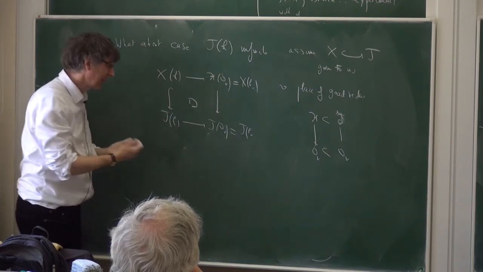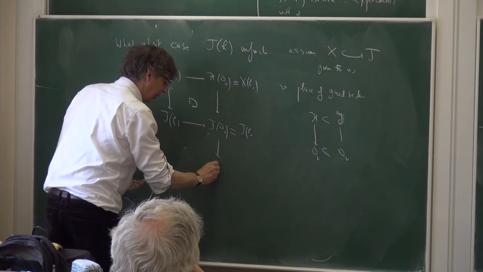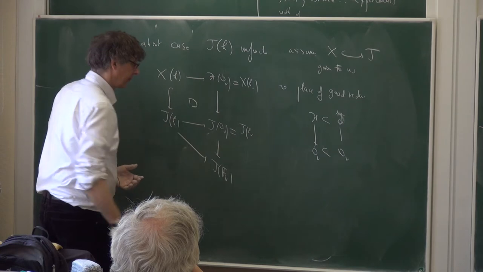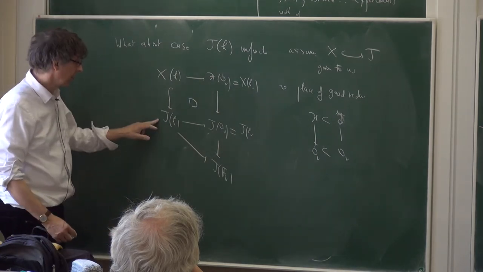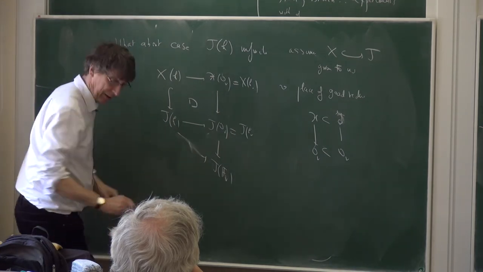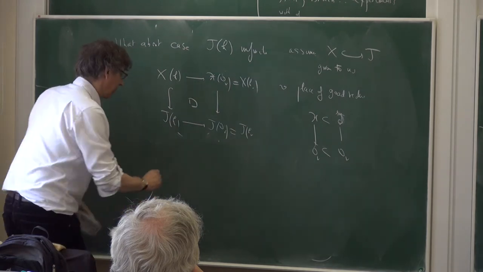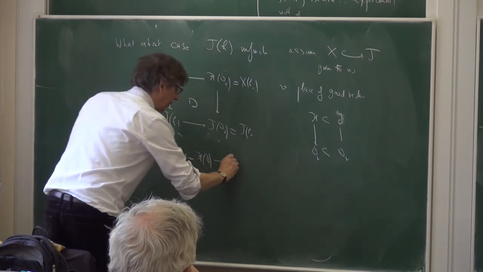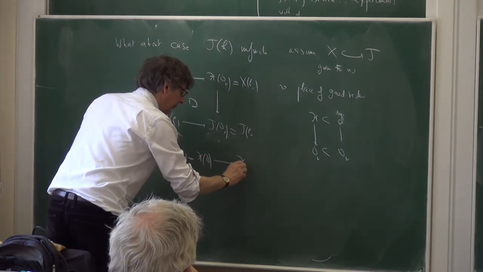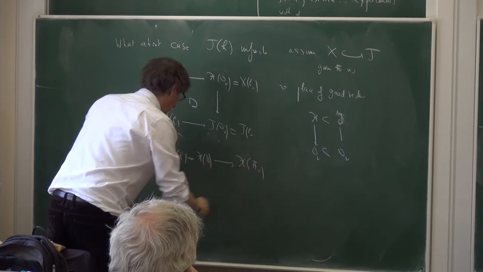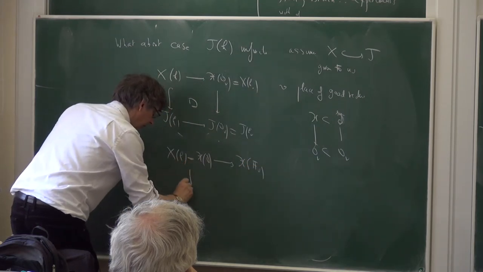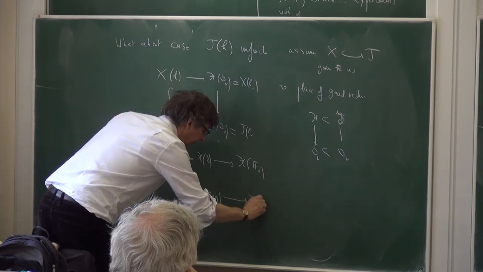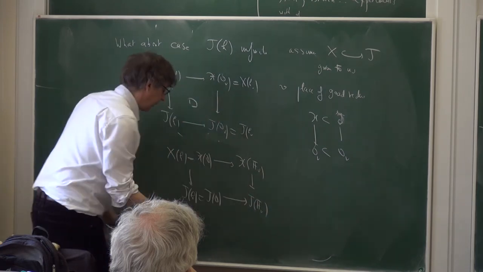In fact, you can do even something weaker. You can look at reduction modulo F_V. So I do another drawing. I look at X of K, which is X of O, and I reduce modulo to the finite field. So I get X over F_V. Here I go to J of K, which is J of O, and I reduce modulo the finite field. And again, this is commutative.